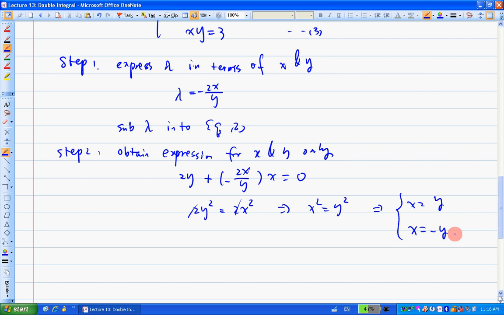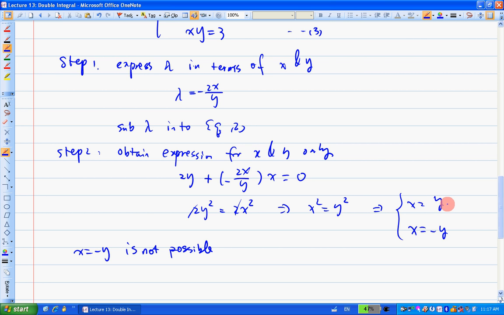Which one is the suitable one? Not all possibilities are suitable. You can actually discard some of these solutions. So let's take a look at this, x equal to negative y. If x equal to negative y, then when I sub this into this constraint xy equal to 3, what do I get? I got negative y squared equal to 3, right? Is that possible? No. Negative y squared equal to 3. 3 is a positive number, and negative y squared cannot be a positive number, right? So this one here is actually not possible. So x equal to negative y is not possible.